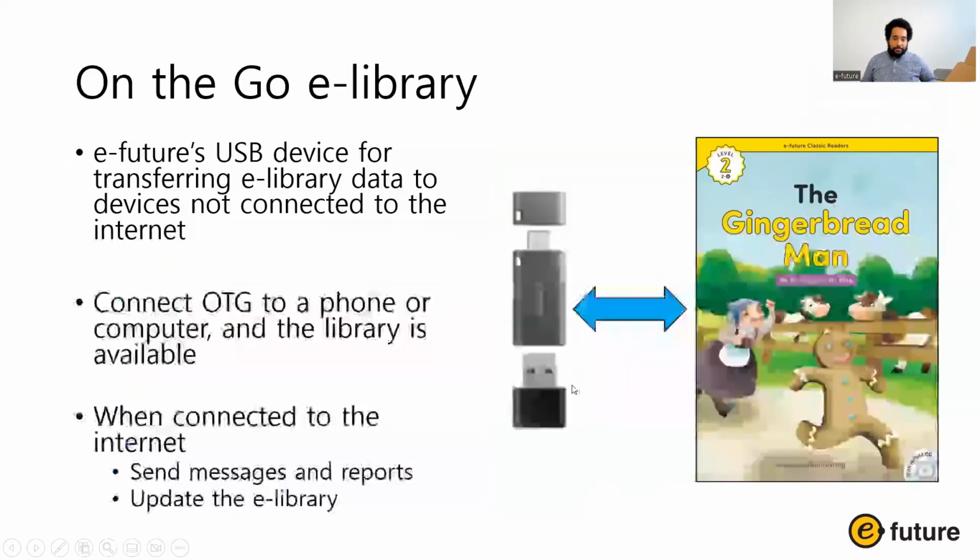And it gets them more interaction with English and reading outside of class, more than you could provide them as a teacher. And you can do this with eFuture's new on-the-go e-library, which is a USB. So if you have students that don't have internet or the internet isn't great enough for them to access ebooks, you can use a USB device like this, which has the e-library on it. And then they can access it on their phone or a tablet or a computer, even if they don't have an internet connection. So it's really, really useful.